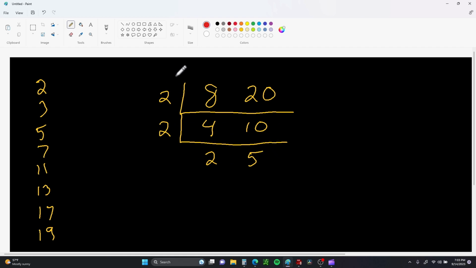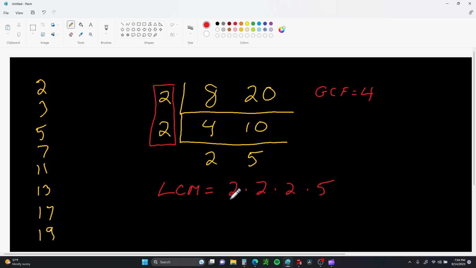So the GCF is going to be the two side numbers here. So 2 times 2, so the GCF is 2. Excuse me, 2 times 2 is 4. And the LCM is going to be all of those numbers multiplied by each other. So I have 2 times 2 times 2 times 5. I do these two first, I get 4, and then I'll do these two, I get 10. And 4 times 10 is 40. So the LCM is 40.